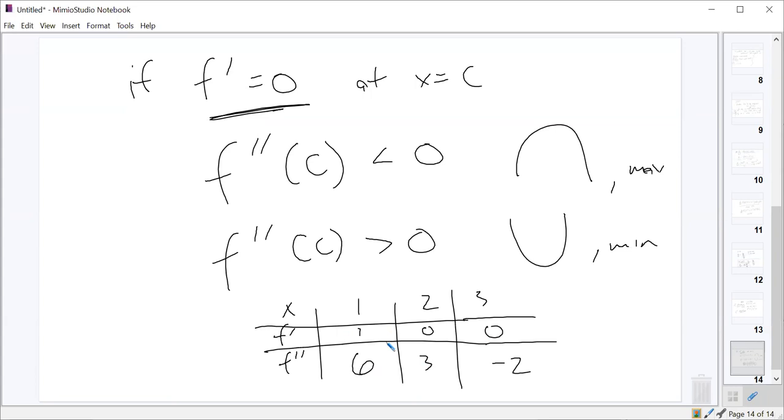And then they might ask you, does f of x have a minimum or a maximum at x equals 2? Well, you should be able to say, okay, the derivative is 0, so it could be a min or it could be a max, and then my second derivative is positive. That tells me it's concave up, which tells me it's a min. And the same thing here at 3. The first derivative is 0. The second derivative is negative there, so it's concave down, so it's a max.